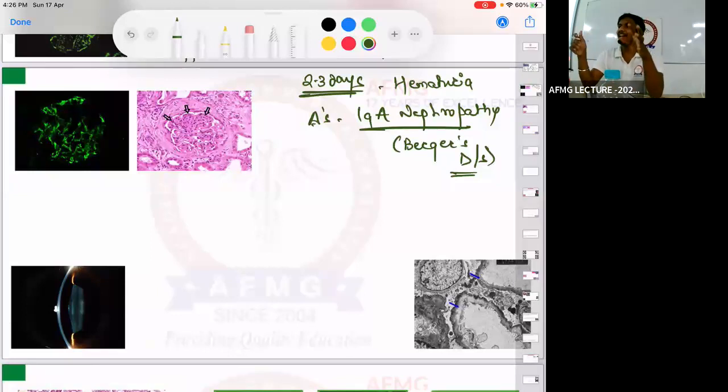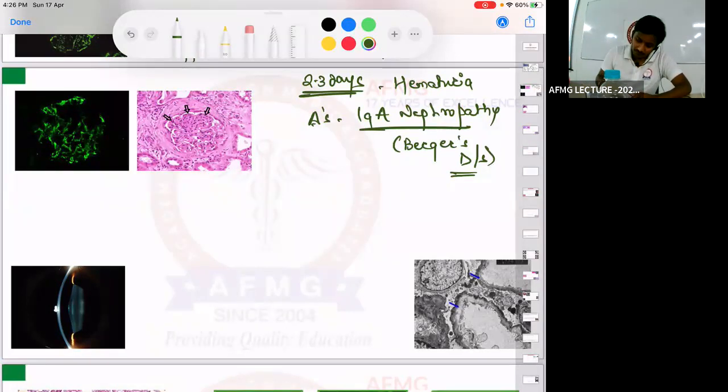And the patient will have a history of sore throat or skin infection. And post how many days will the patient present to you with hematuria? So 2 to 3 days के बाद hematuria, 2 to 3 weeks के बाद hematuria, child में, adult में, एक और adult जैसे याद रखो, ठीक है?